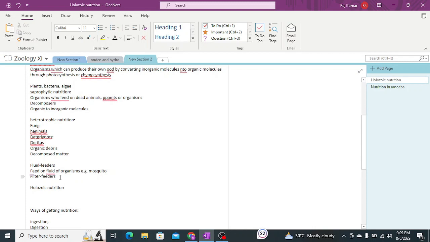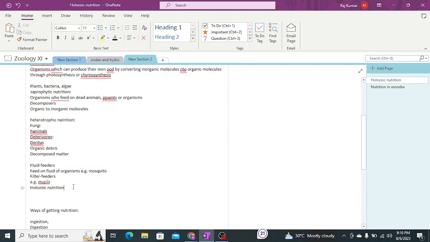Afterwards, we have filter feeders. Filter feeders are those organisms which filter organic molecules from water, and by filtering those organic molecules, they utilize them as a source of nutrition. As they utilize those organic molecules as a source of nutrition, these organisms are considered filter feeders. Examples of this can be mussels.